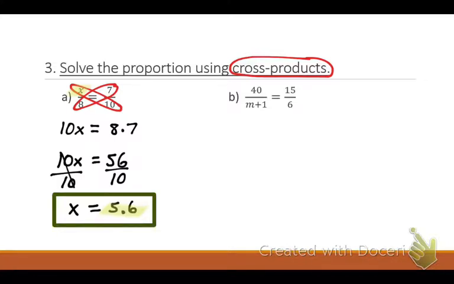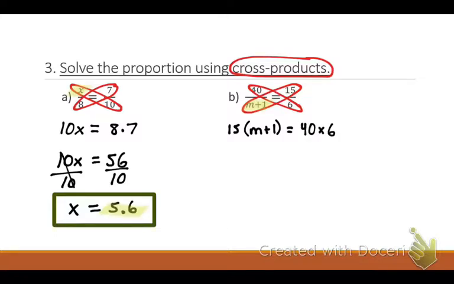Looking at the next one, what is diagonal from the 40? 6. What's diagonal from the 15? M plus 1. This is a little different because we haven't had it have more than just one number. So looking at that first part, I've got to multiply my 15 times m plus 1. What do you think I should put the m plus 1 in? I need to put them in parentheses, okay, because that tells me the 15 has to be multiplied by this entire thing. Not just the m, not just the plus 1, but m plus 1. Equals, what will go on the other side? 40 times 6.